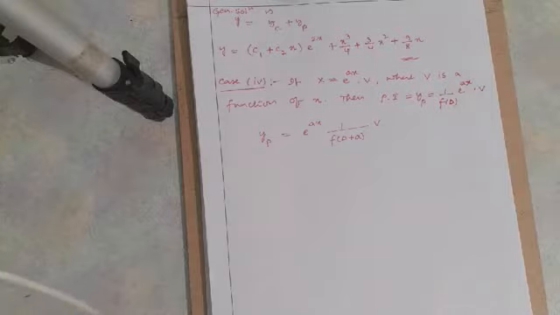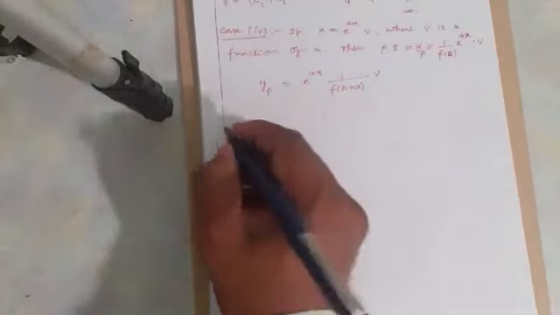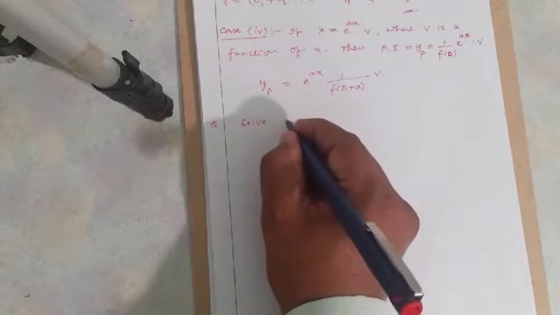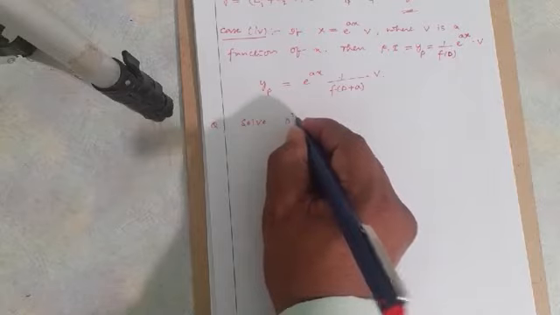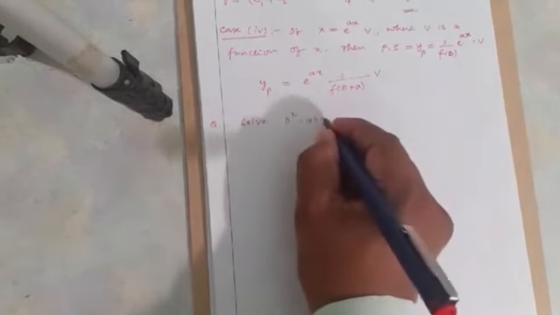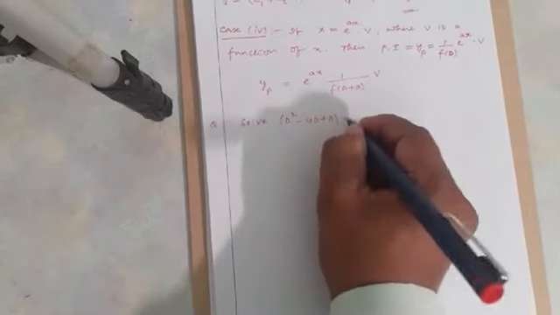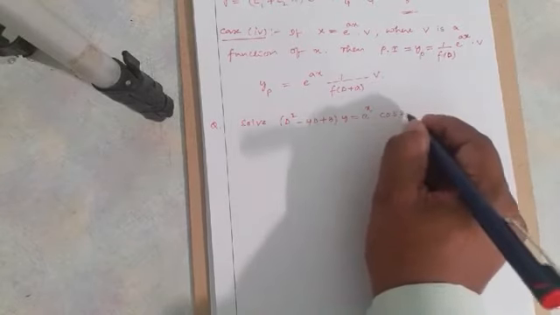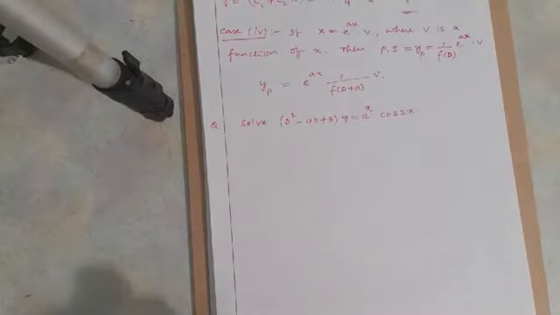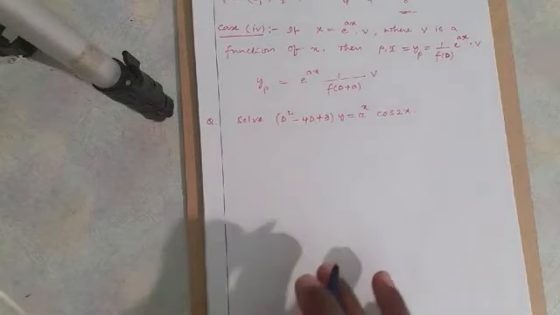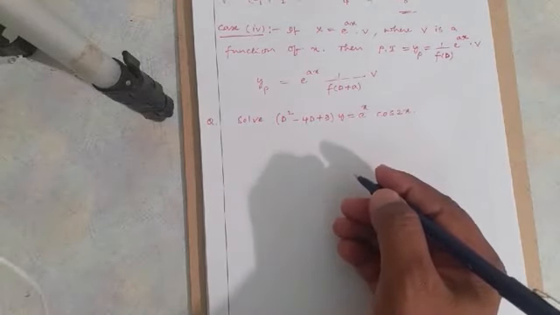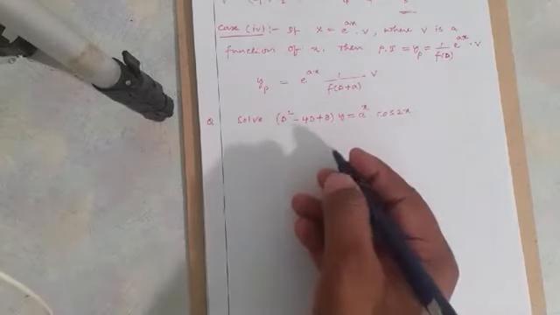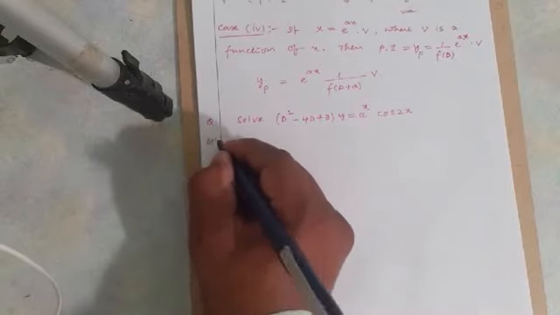Let us do the problem so that you can understand. Now the first problem is: solve d square minus 4d plus 3 into y is equal to e power x cos 2x. Okay, so this is the problem. As you all know how to find the complementary function, let us find the particular integral directly so that we will complete this soon.